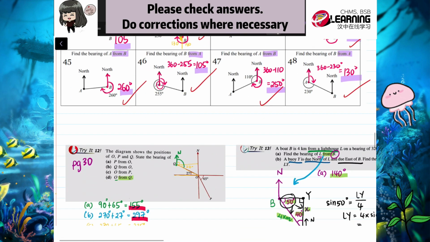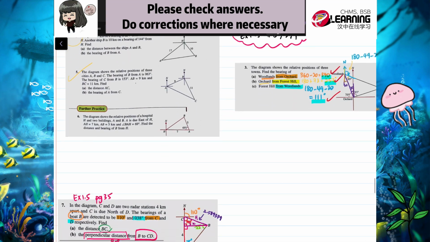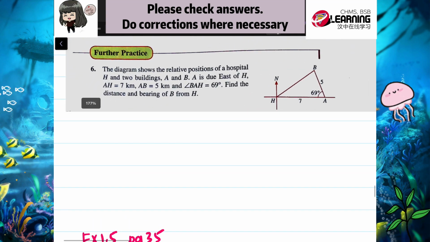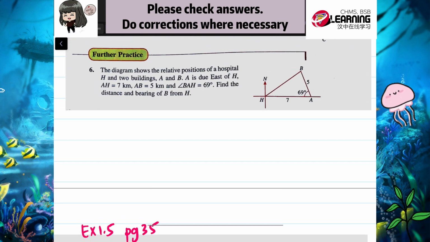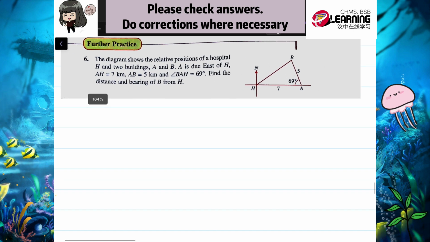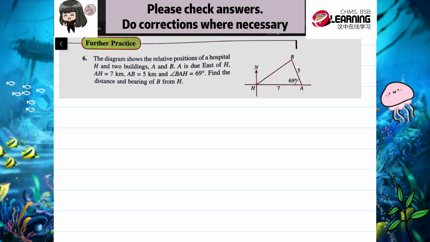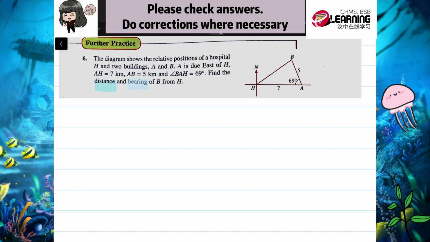Okay, now let's proceed to question number 6. I think most of you got the answer, but for those who still cannot get it, you can listen to my explanation here. I already assume you read the question carefully, so I'm going to go straight to answering. Find the distance and bearing of B from H.